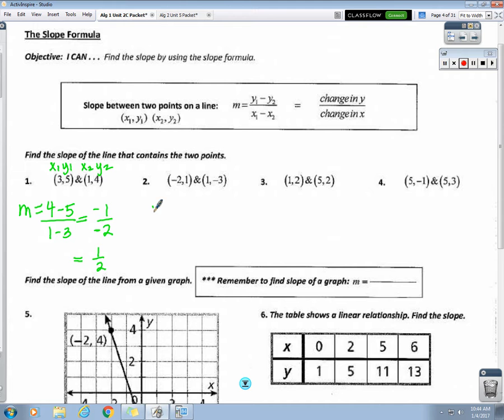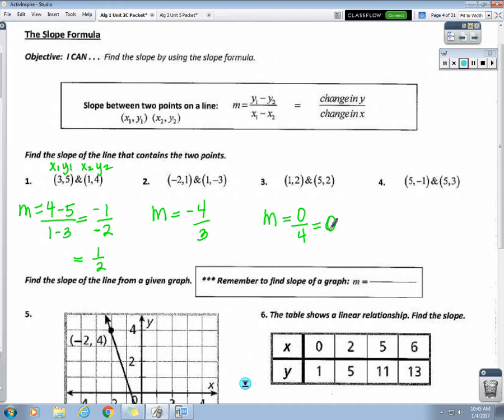The slope is -4/3. Okay, because -3 minus 1 is -4. 1 minus a -2 is 1 plus 2, which is 3. Okay, number 3, what'd you get? 0/4, which is just 0. 0 divided by anything is 0.